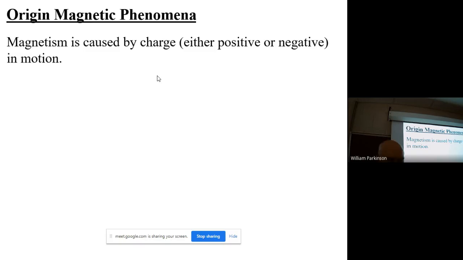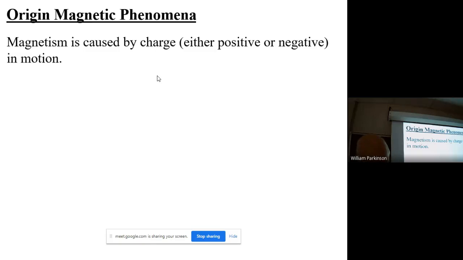Let me back up to the first point. If charge is stationary, it can still have electric attraction. If charge is stationary, you get no magnetic influence unless charge is moving. Now, if charge is moving, it can still have electric attraction, but charge moving can now also have magnetic influence. So charge moving allows both kinds of influences, electrical influence and magnetic influence.